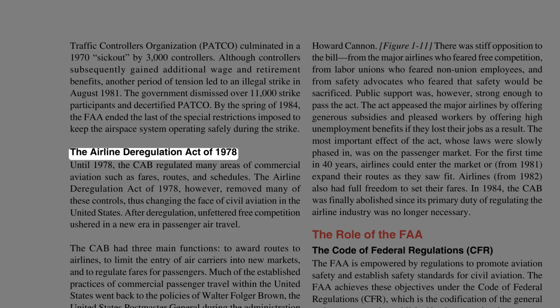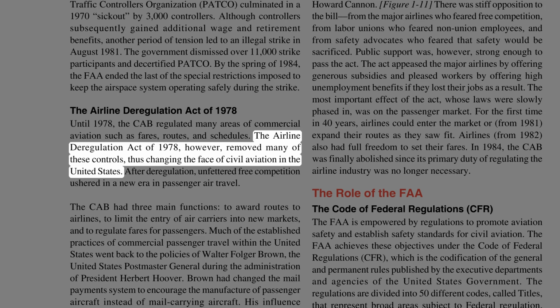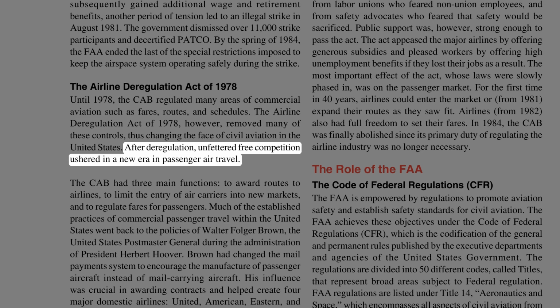The Airline Deregulation Act of 1978. Until 1978, the CAB regulated many areas of commercial aviation such as fares, routes, and schedules. The Airline Deregulation Act of 1978, however, removed many of these controls, thus changing the face of civil aviation in the United States. After deregulation, unfettered free competition ushered in a new era in passenger air travel.